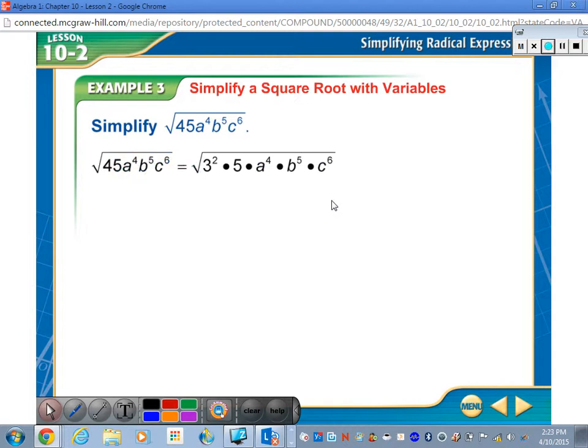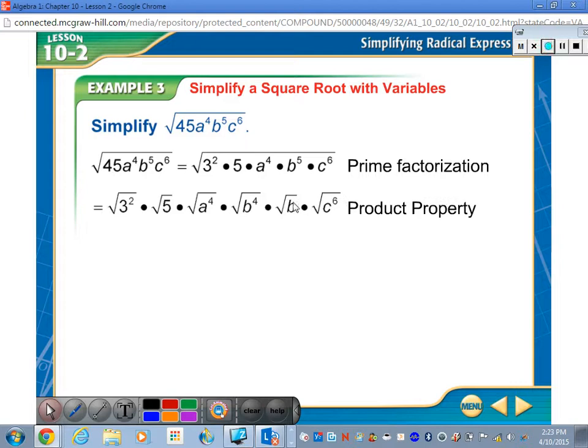All right, so here you have 3 squared, which is your 9, remember, and 5, and then a to the 4th, b to the 5th, c to the 6th. Okay, now notice we separated everything out, which is fine, okay? But notice on our b to the 5th, we have a b to the 4th and then a b. Because again, you want the power to be even so that anything that's not even will stay under the radical, okay? So when we do that, this is 3, this stays.